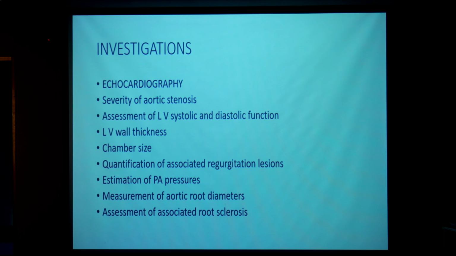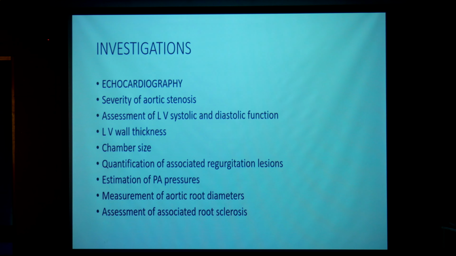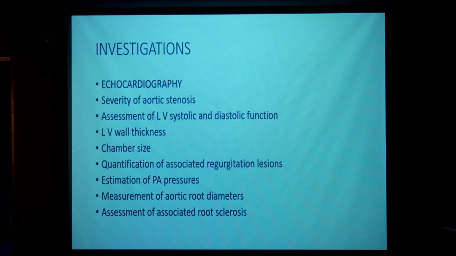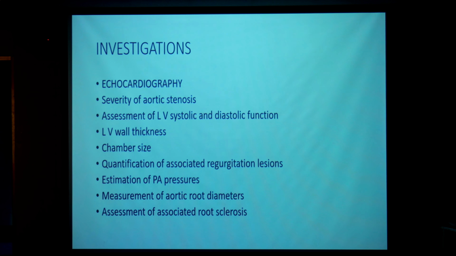Coming to the investigations, the backbone investigation is echocardiography to assess the severity of aortic stenosis, assessment of LV systolic and diastolic function, LV wall thickness, chamber size, quantification of associated aortic regurgitation, estimation of PA pressures, measurement of aortic root diameters, and assessment of associated root sclerosis.